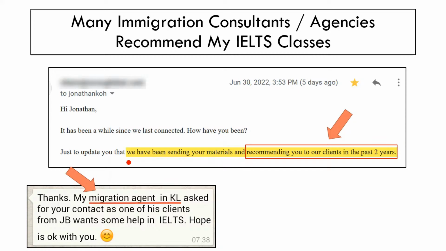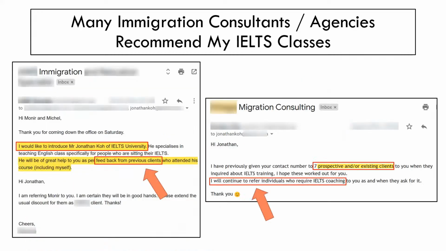All right, so for this person, he says that we've been sending materials and recommending you to our clients in the past 2 years. This student of mine said, my immigration agent in KL asked for your contact as one of his clients from JB wants some help in IELTS. Hope it's okay with you. Another immigration agency in Singapore: I would like to introduce Jonathan Koh of IELTS University. He will be of great help to you as per feedback from previous clients who attended his course, including myself.